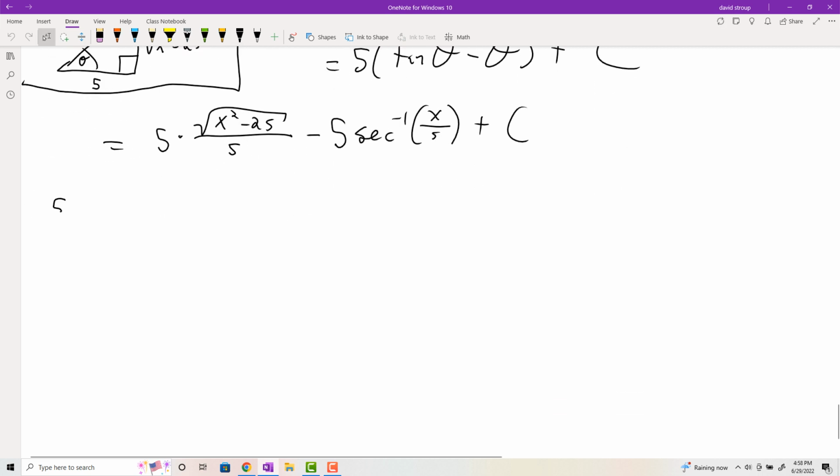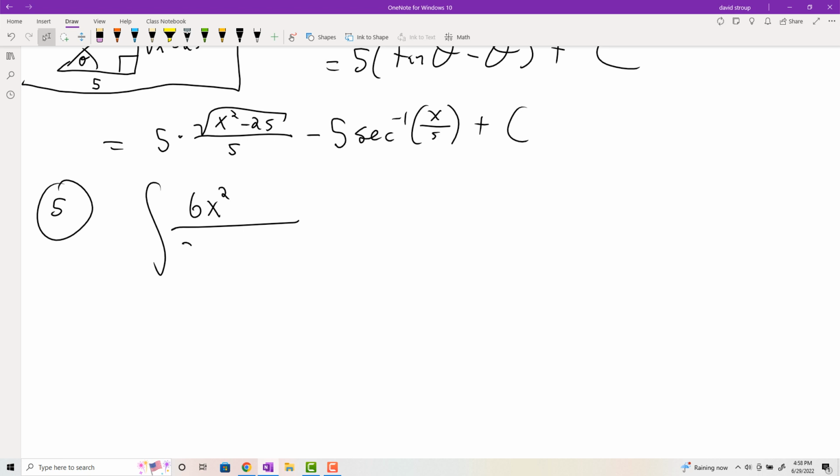Let's look at number 5. So this will be a tan version of that problem. 6x squared all over 36 plus x squared, squared.